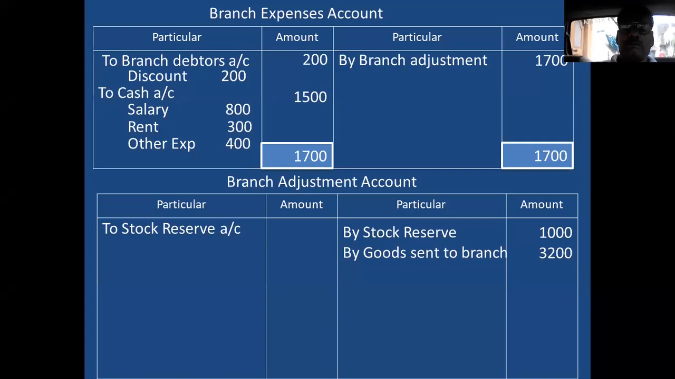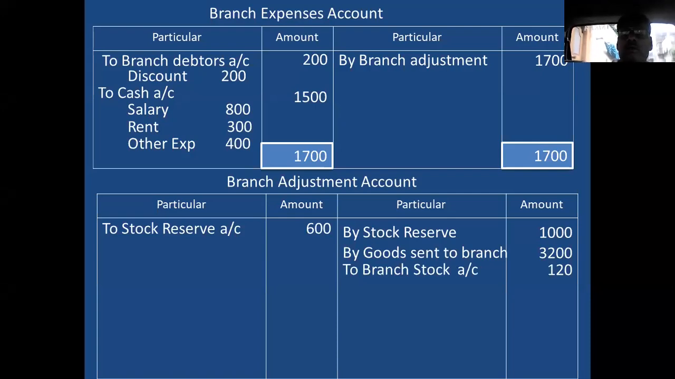Okay, you remember this. To stock reserve, closing stock 600. Then branch stock account, that is 120. 600 into 1/5. If you take 1/5 on 600, 120 comes. What is it? Surplus. Loading on surplus is 120. Remember this.